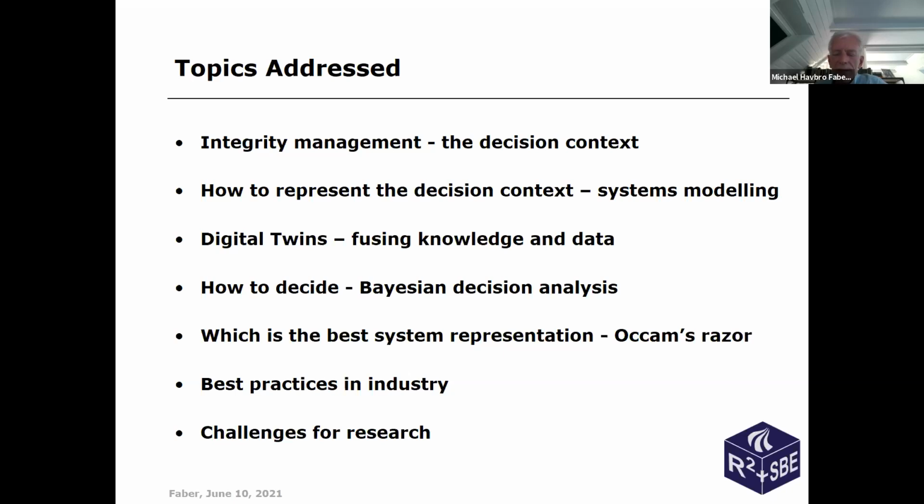And then comes an intriguing issue, and that is to decide how we identify the best system. And I will talk about Occam's razor, which many of you probably have heard about in many papers. But I would like to try to get a little bit of quantification into this concept. So I will show you some ideas. Then I will close off by addressing best practices in the industry and challenges for research.